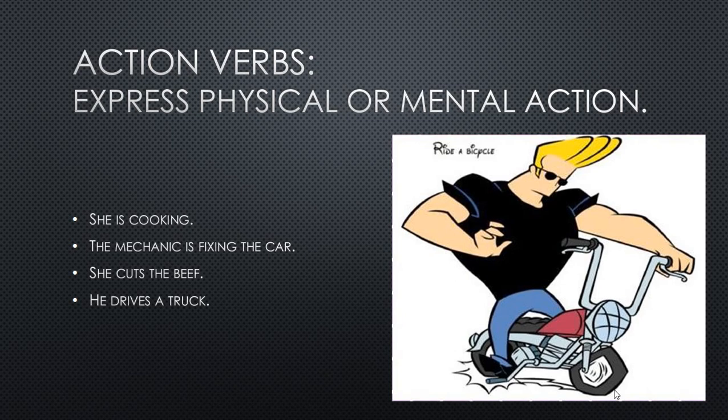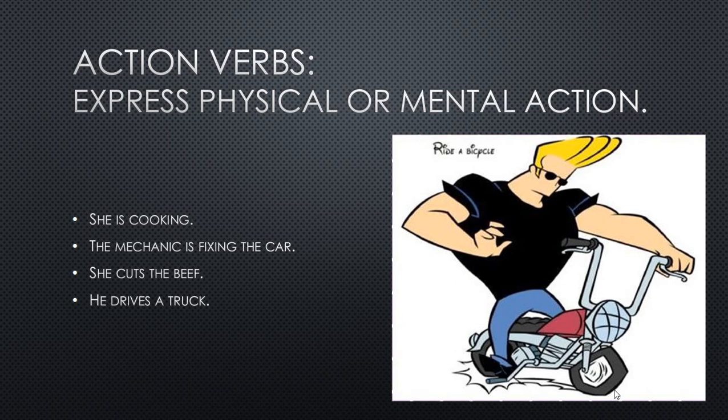Now, cooking is the first example we have here. She is cooking. Cooking is the first action verb that we have in these examples. That's the action of cooking. Then the mechanic is fixing the car. We have fixing, that's the action. She cuts the beef. Cutting is the action. He drives a truck. Driving is the action.